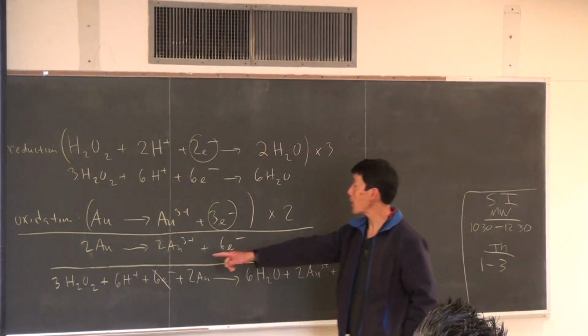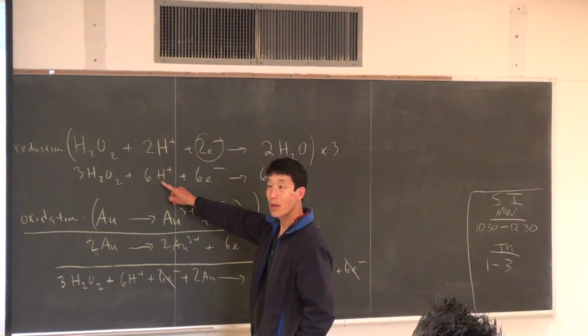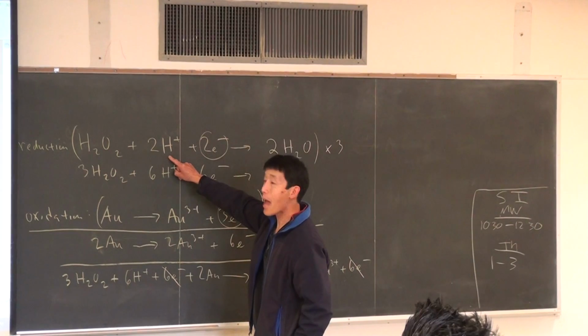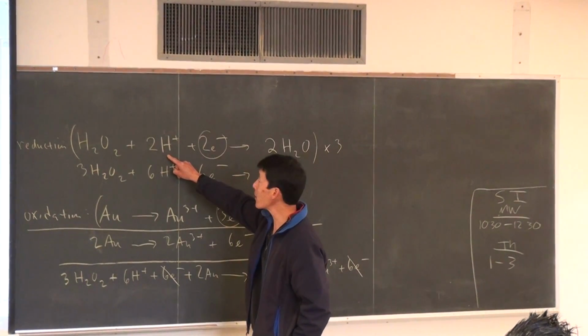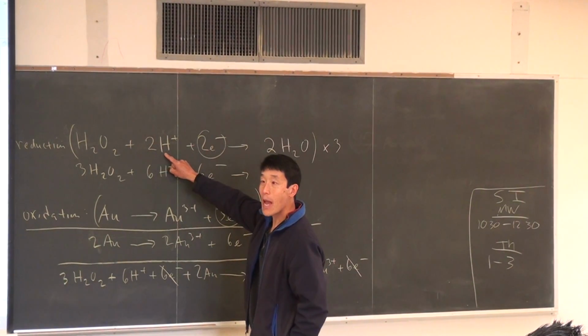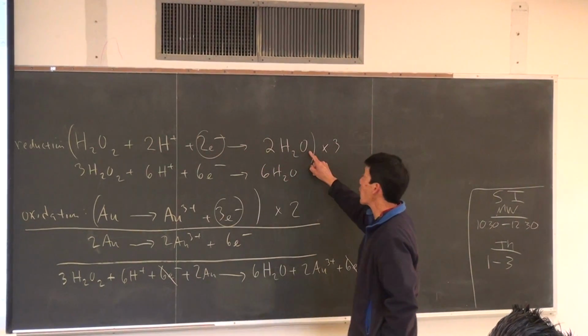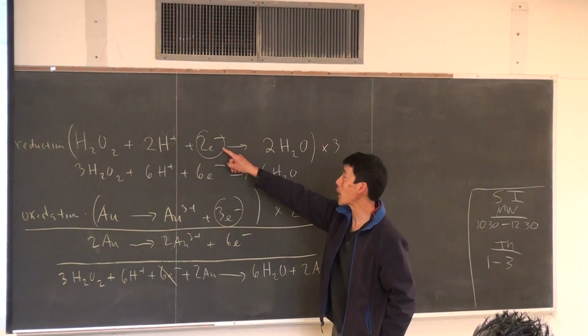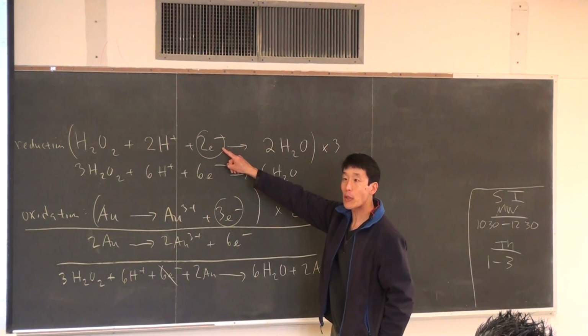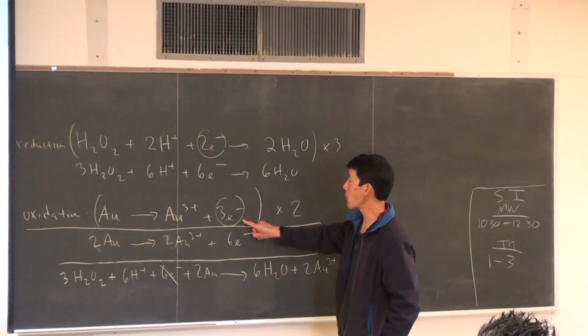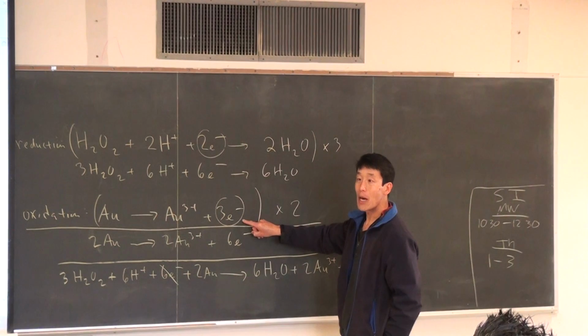Well, so 6H plus came from here. So from the half reaction from table 19.1, this was the reaction from the table, but we had to multiply this one by 3 because we wanted to make sure the number of electrons gained by the H2O2 is equal to the number of electrons lost by the gold.